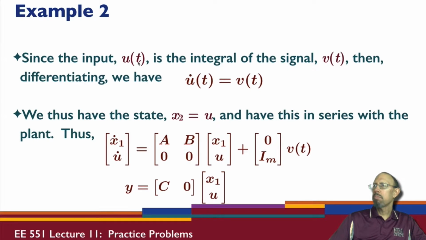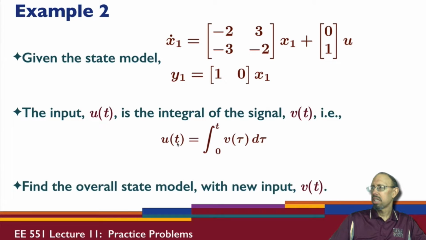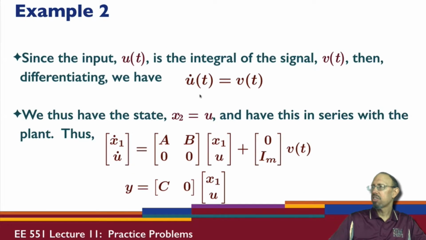Since this input u of t is the integral of the signal, we can differentiate this equation. If I differentiate that equation, I get this equation, u dot is equal to v of t. And now I have a first derivative here, which means I have a state variable associated with this. And so in this case, the state equation for this new state, u dot is equal to 0 times x plus 0 times u plus identity times v, or 1 times v, depending on the dimension of v.